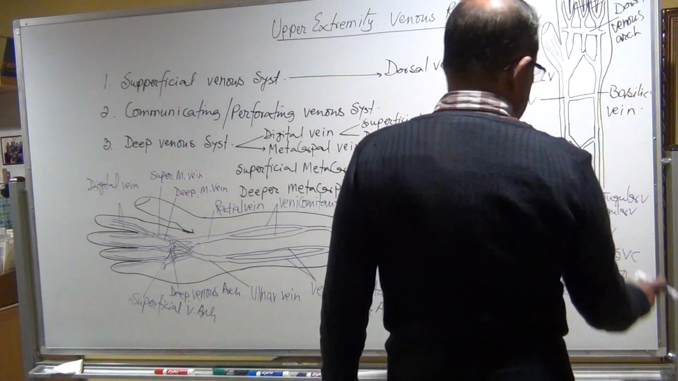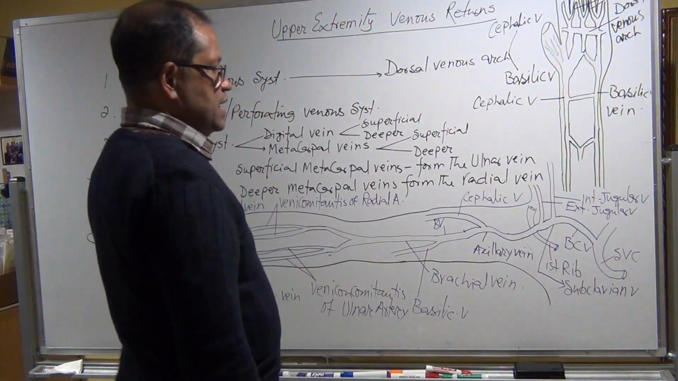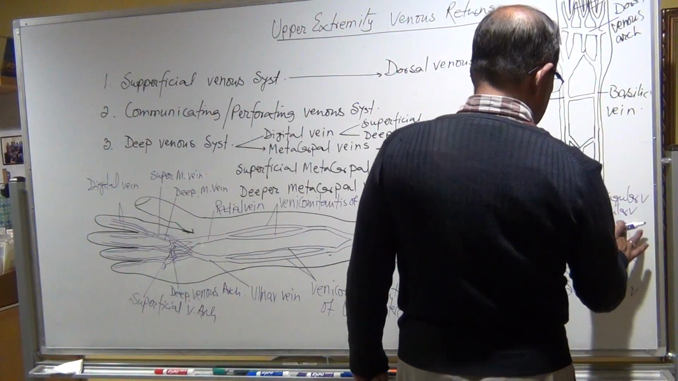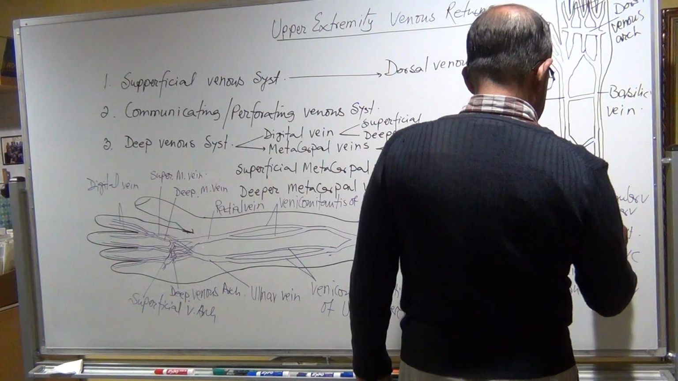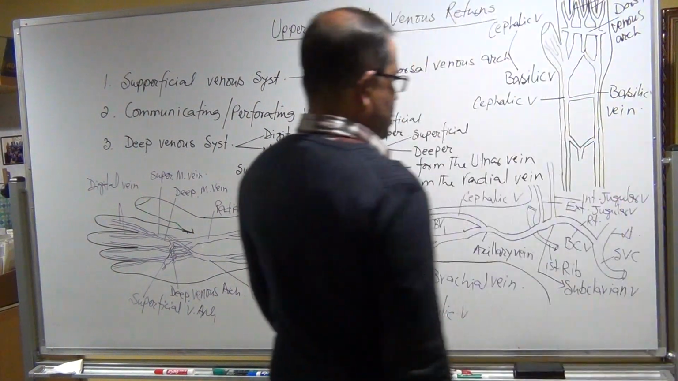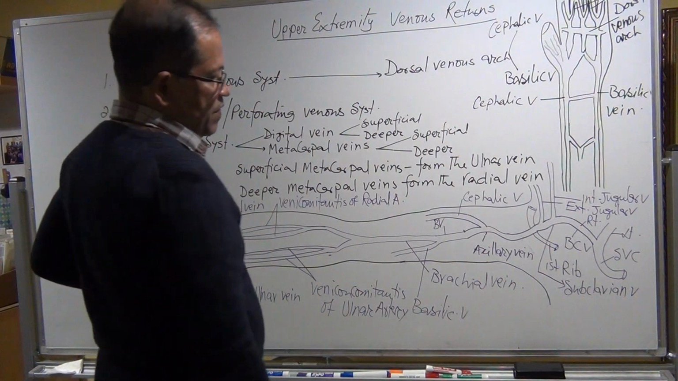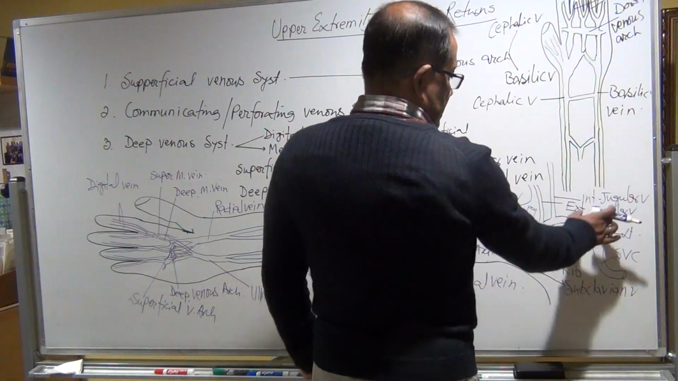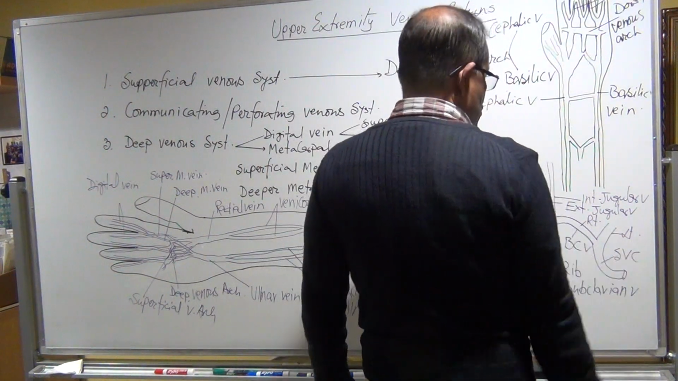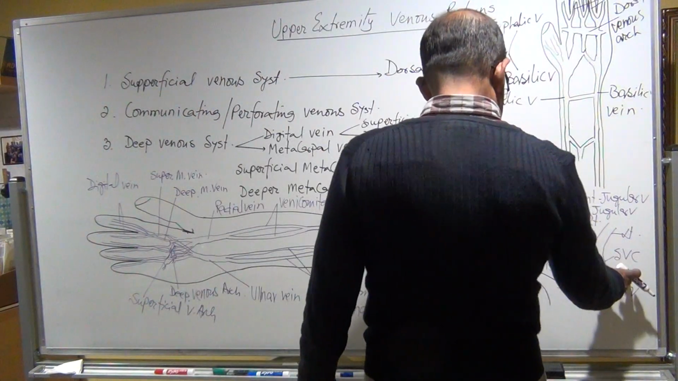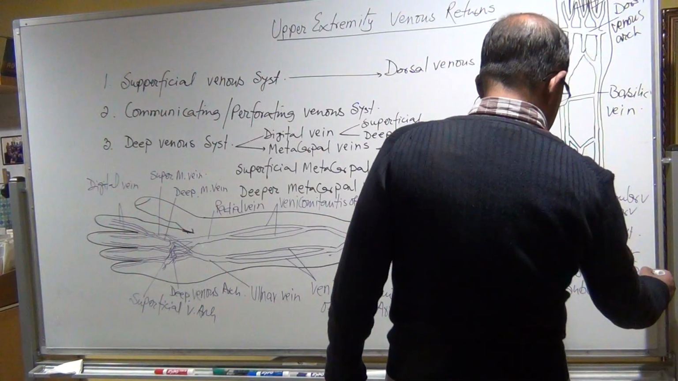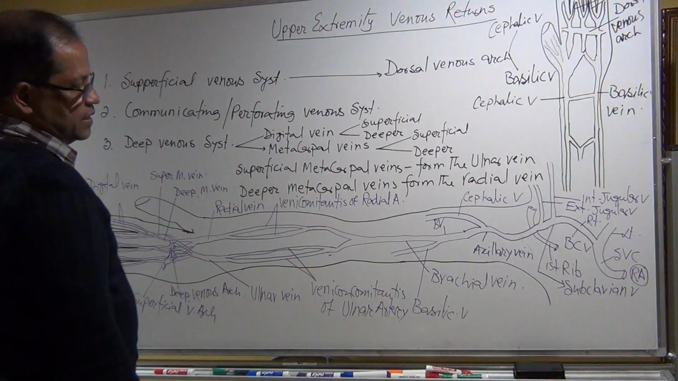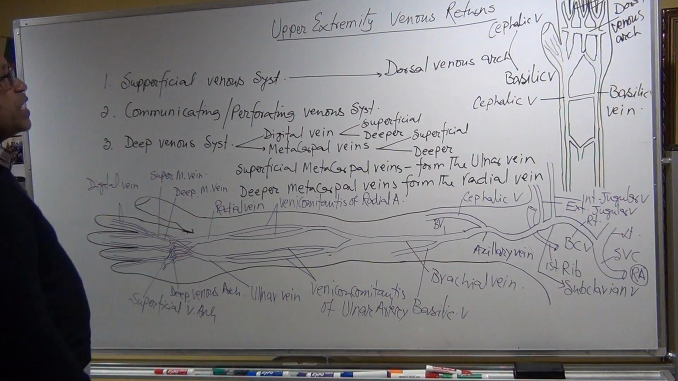Okay, the left brachiocephalic vein is longer than the right. This is left and this is right. Okay, left brachiocephalic is longer than the right, and they both joining together forms the superior vena cava, and this superior vena cava ends into the right atrium of the heart.